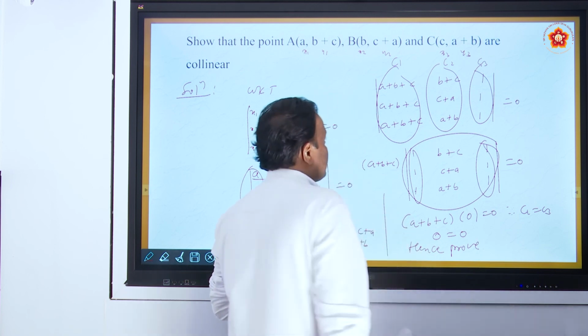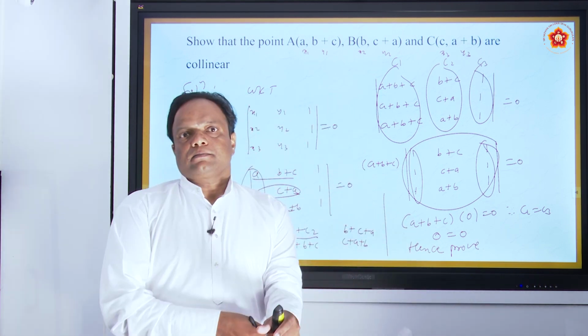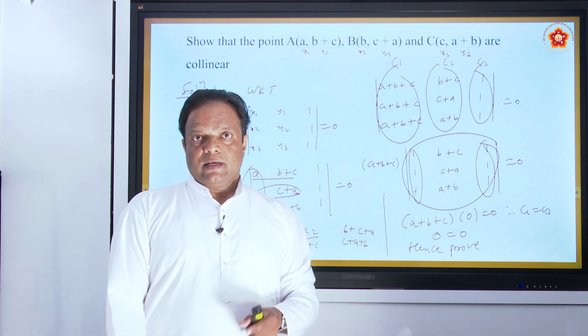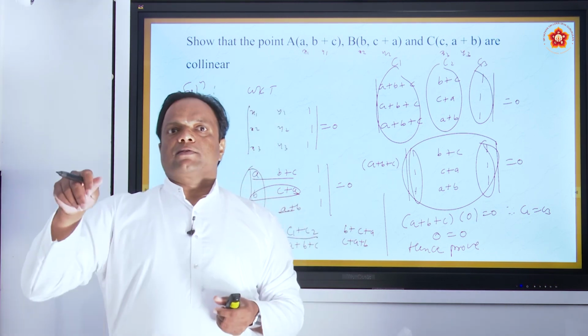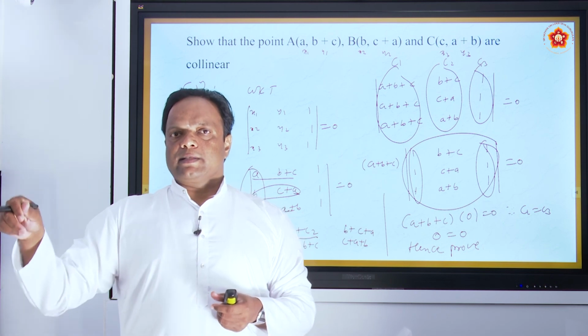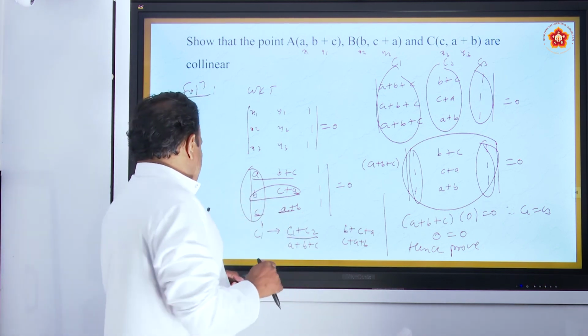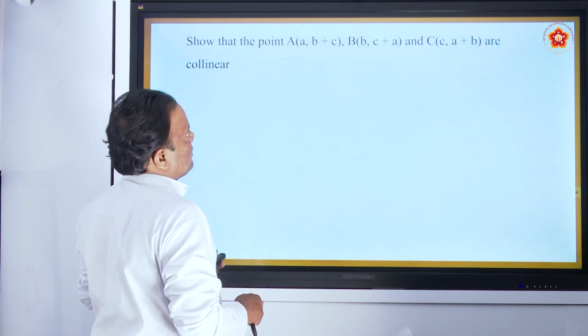Therefore, the 3 points are collinear. This is by using properties of determinants. Before, we did it by expanding. You can use the area of triangle formula also: summation of x1 into (y2 minus y3) equal to 0. That is also correct. Okay, I think you understand this problem.